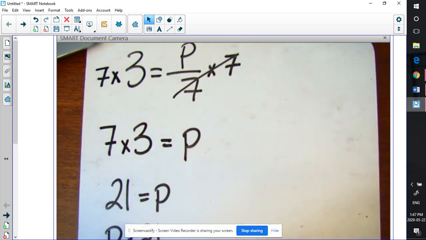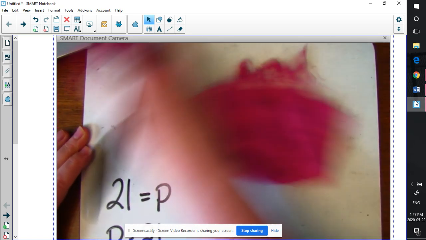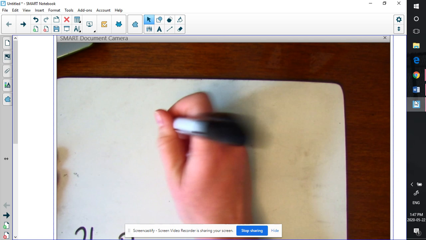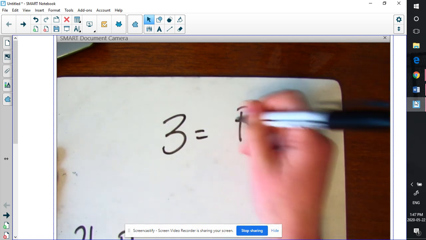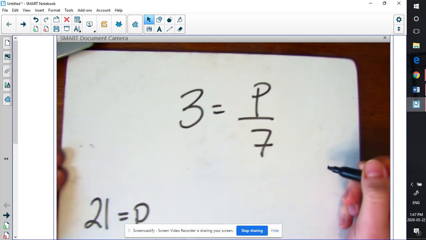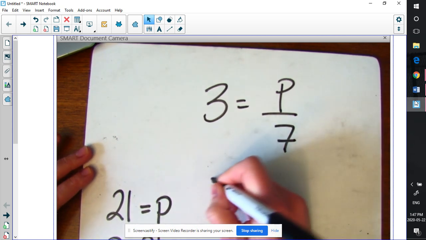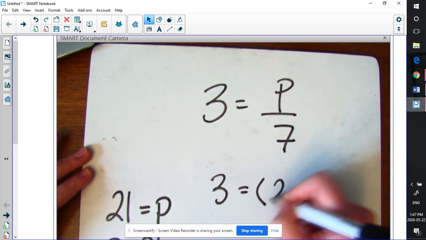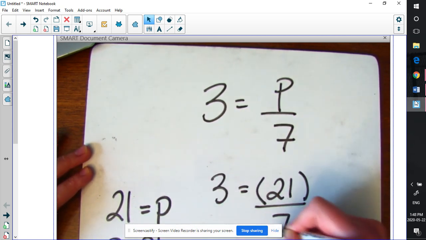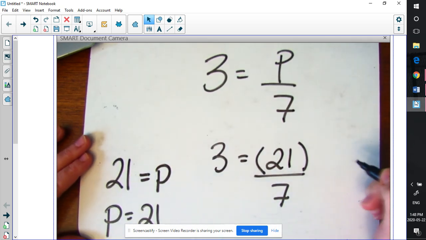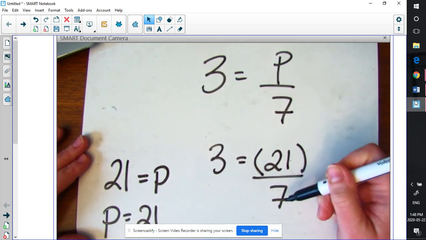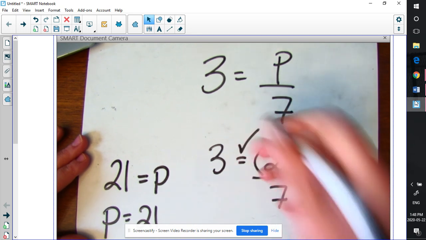Now let's go back to that original equation, and let's put it in to make sure. 3 equals p over 7. So I'm going to replace p with 21. Of course, when we substitute, we have to put things in brackets. Now you can take out your calculator if you need to and do 21 divided by 7. The answer is 3, so that means this is right.